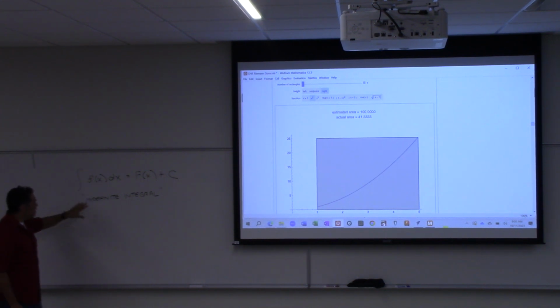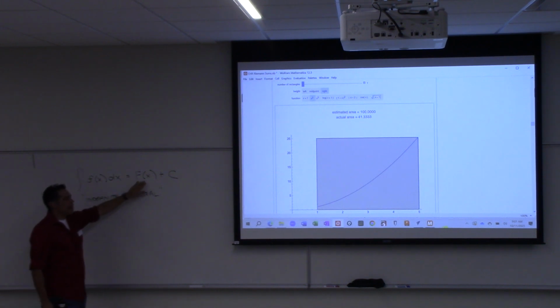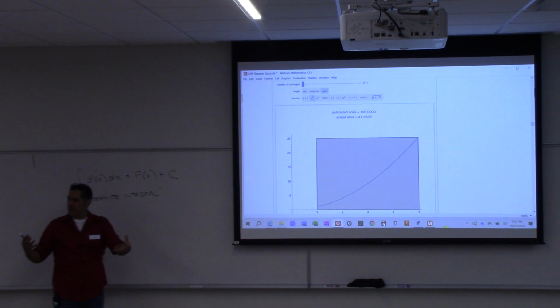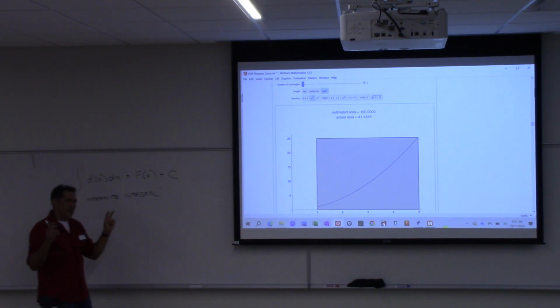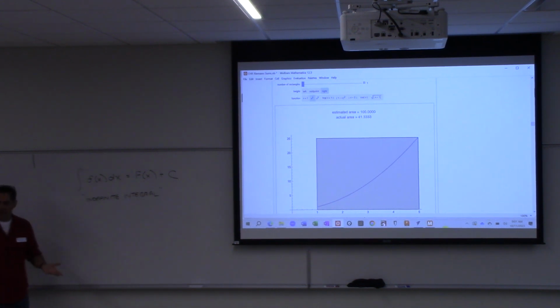But we're calling it an indefinite integral because our answer, even though we do get a function, because we have a plus c, there's actually an infinite number of functions. And so it's kind of like an indefinite. We're not completely sure exactly which one it is, but it's at least this family of functions.